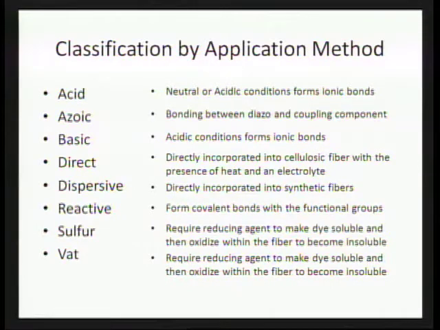Direct dyes are directly incorporated into cellulosic fibers like cotton using heat and electrolyte. Reactive dyes form covalent bonds with the functional groups of the fibers. Again, they can be used on cotton, because our primary study was done on cotton fibers. And vat dyes are generally insoluble, so they require a reducing agent to make them soluble, where they can be applied to the fiber, oxidize, and become insoluble.